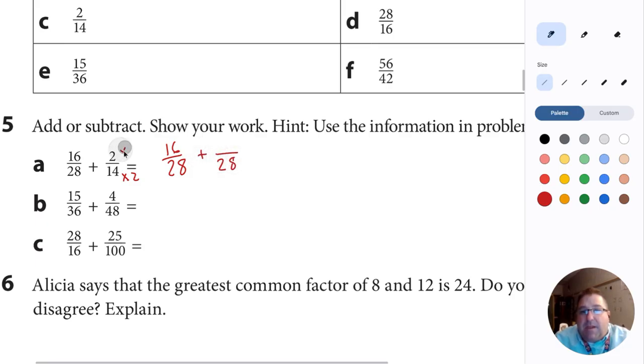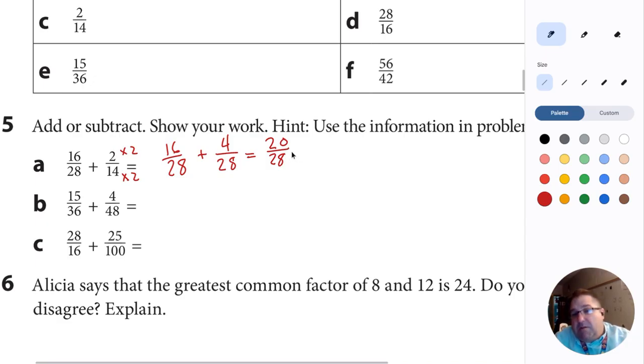And then we said, hey, you know what, 14 times 2, that's 28. So we got to do the same up top. What's 2 times 2? That's 4. Okay, so now I got 16 28s plus 4 28s. Cool, common denominator. Now we can add or subtract straight across. 16 plus 4 is 20. So we got 20 over 28. Cool. So now we can just simplify from here.